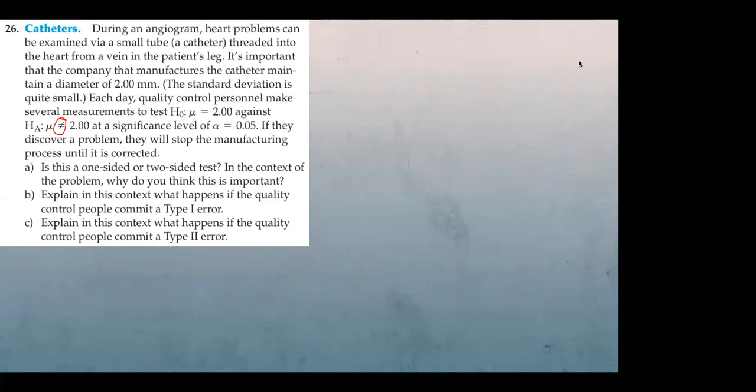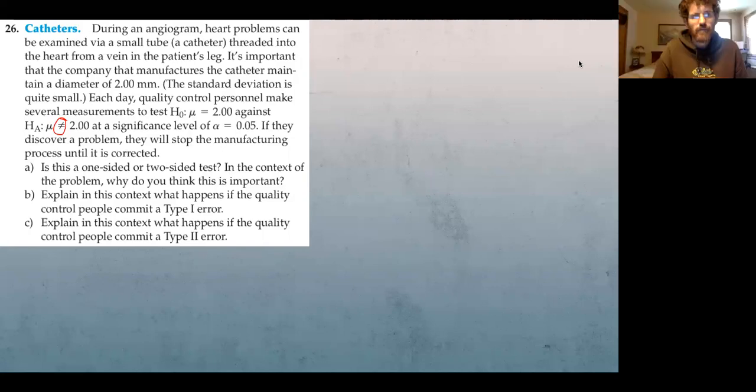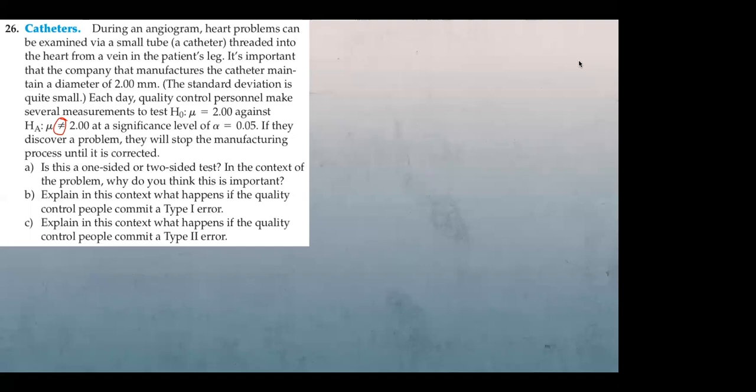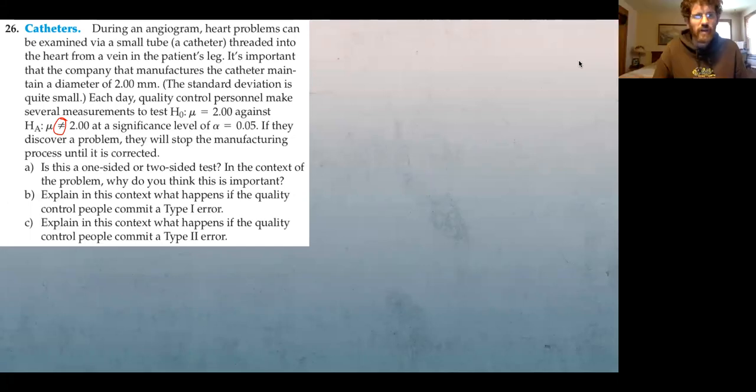That would basically be like any error would reject the null. Yeah, and that's partially it. I think what we're trying to get at specifically is, this is an actual catheter going into someone's leg and then up to the heart, which it's weird to think about.